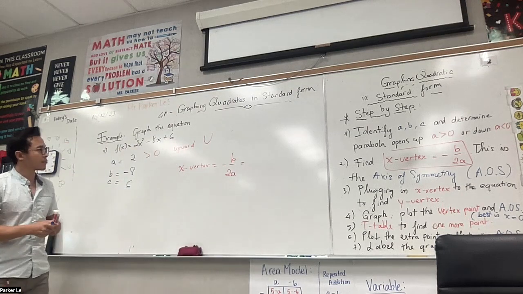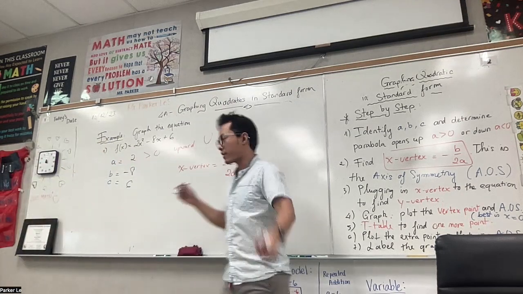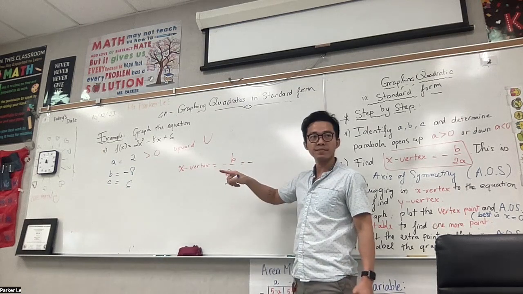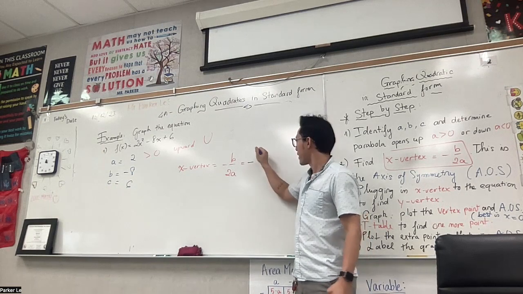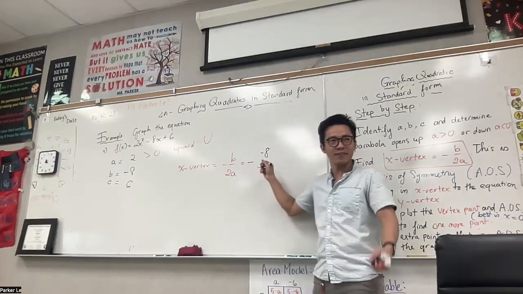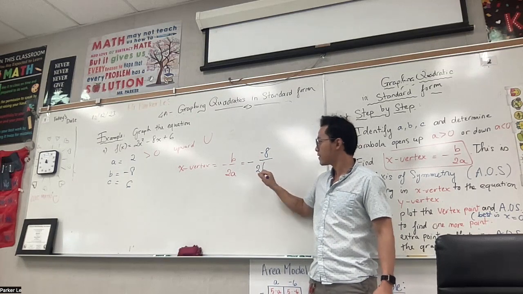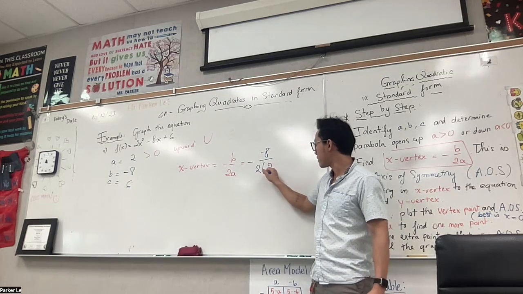Someone help me to plug it in. Just tell me what to write. Negative first, b is negative 8. Negative 8 over 2 times 2. Very good.